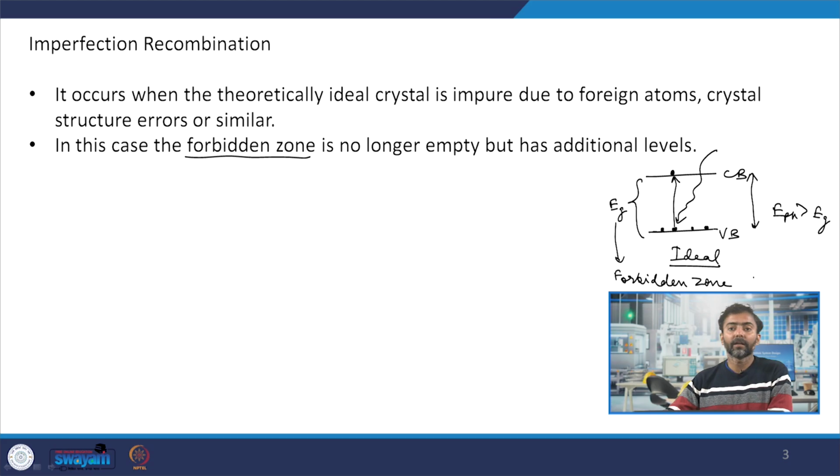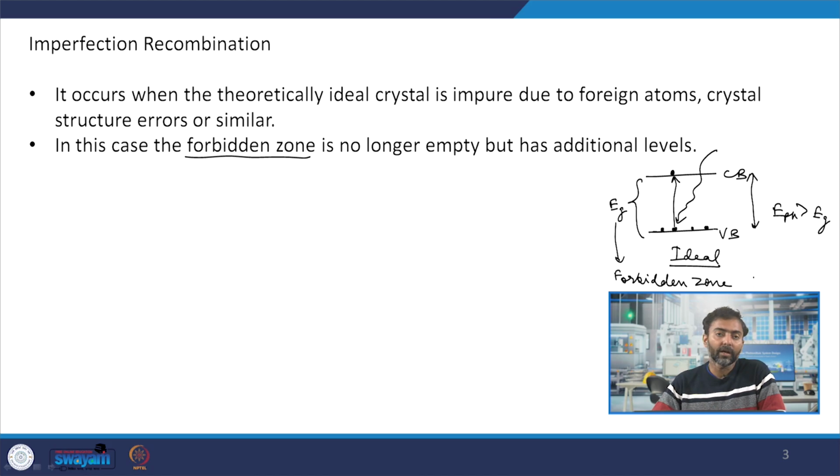If my crystal is ideal, without any impurity or crystal structure error, then this particular zone between the valence band and conduction band we can call a forbidden zone. There is no possibility of an electron existing within those two bands. So that is the case of the ideal crystal.